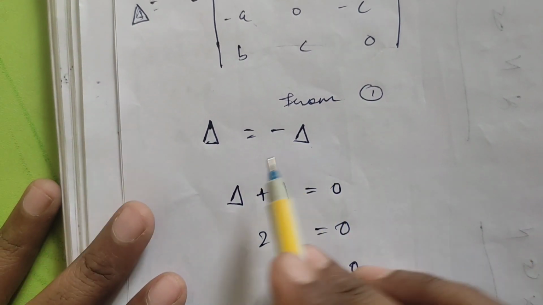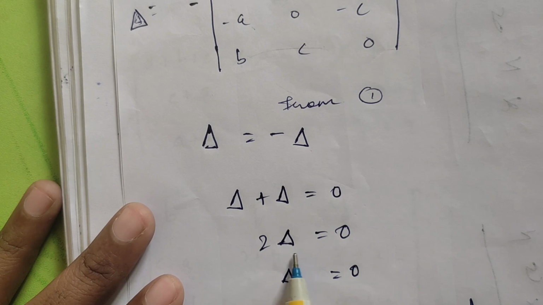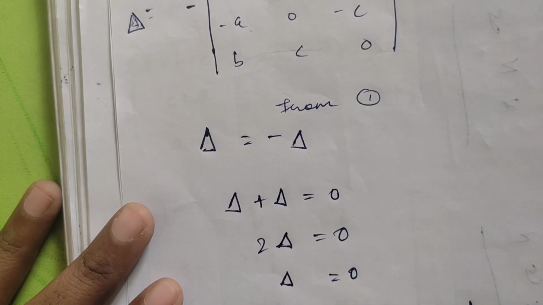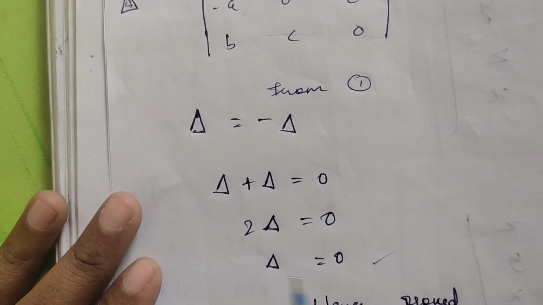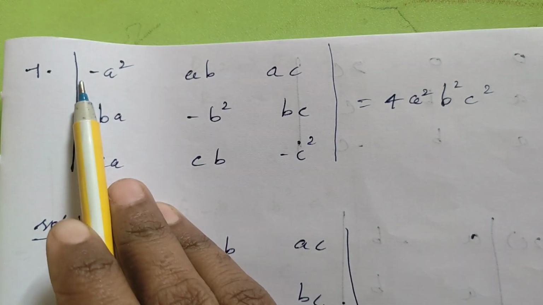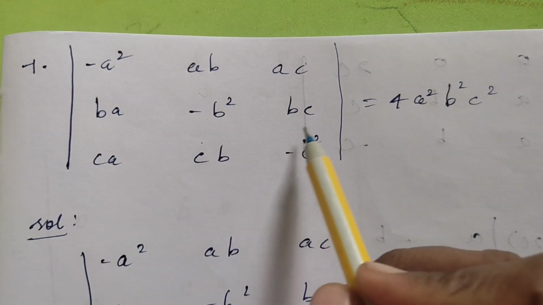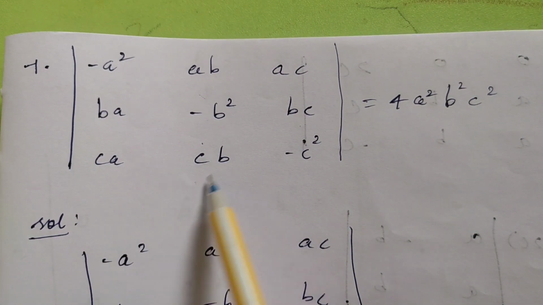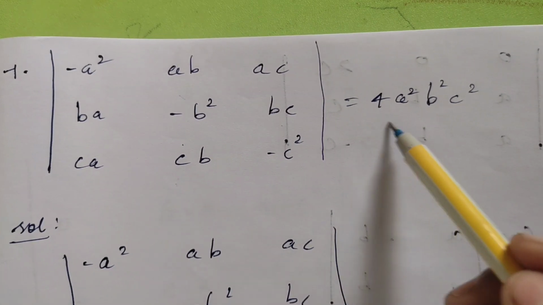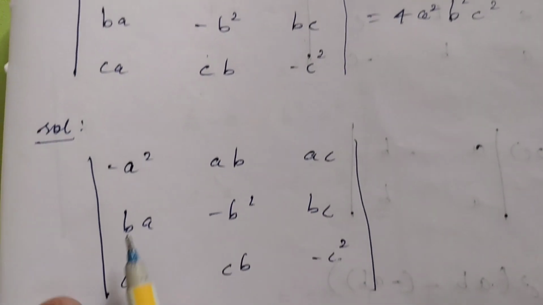When it comes to our RHS, delta plus delta is equal to 0. 2 delta is equal to 0. Therefore, delta is equal to 0. That is, the determinant is equal to 0. The next question: determinant minus A square, AB, AC; BA, minus B square, BC; CB, minus C square equal to, we have to show some value. So first let us take the determinant.